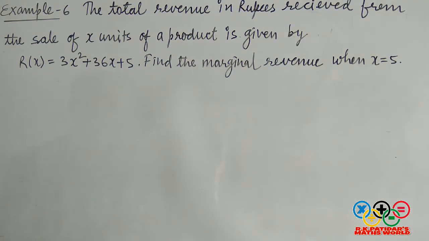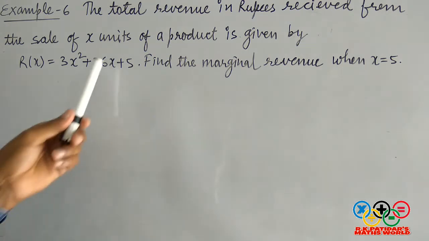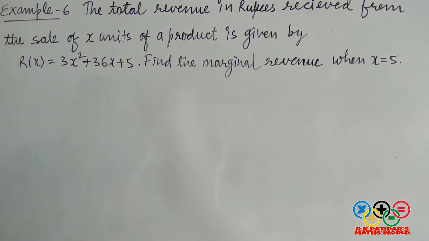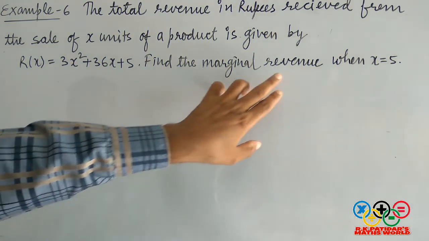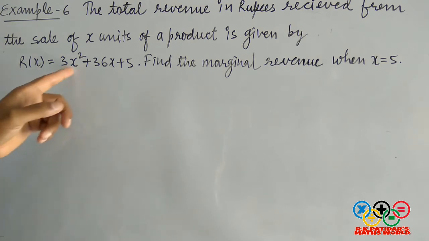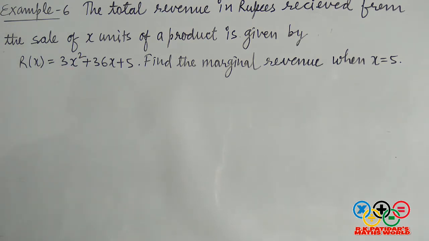Here in this question, the total revenue in rupees received from the sale of x units of the production is given by this function. This is the revenue function. We have to find out the marginal revenue. Same as the marginal cost: in marginal cost we differentiated the cost function with respect to the units. Here also we will differentiate the revenue function with respect to x, the number of units, and we will get the marginal revenue.